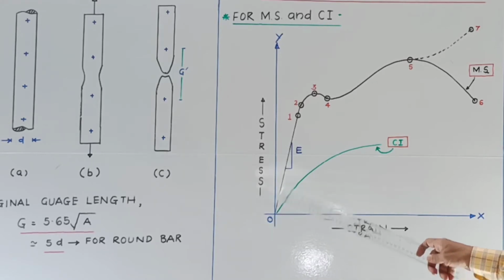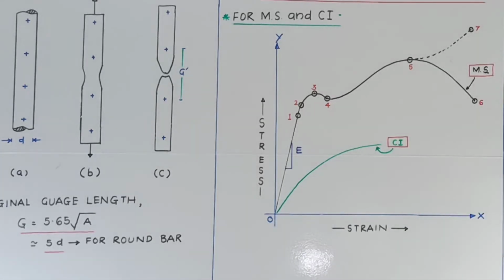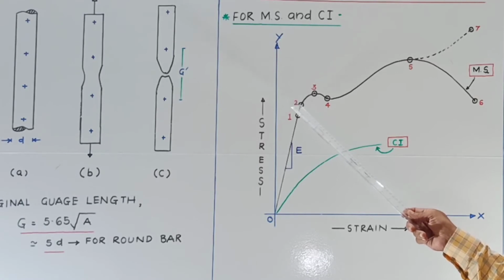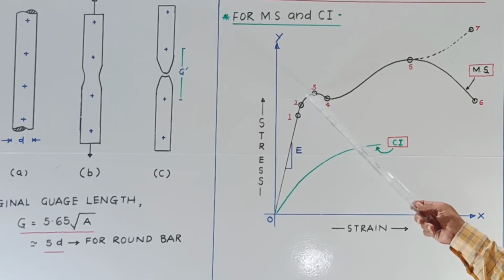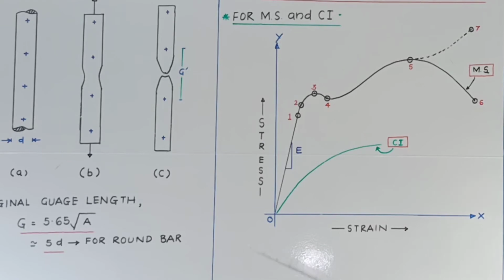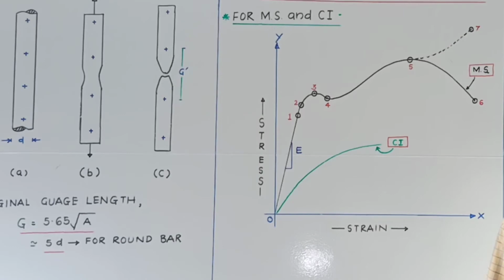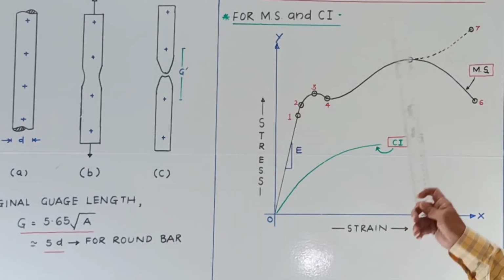Okay, so this is the stress strain curve for mild steel. Now how many stresses are we calculating? Yield stress is equal to load at yield point divided by original cross sectional area. Ultimate stress is maximum load divided by original cross sectional area. Nominal breaking stress is breaking load divided by original cross sectional area. Actual breaking stress is breaking load divided by reduced cross sectional area. Okay, so these are the important points.